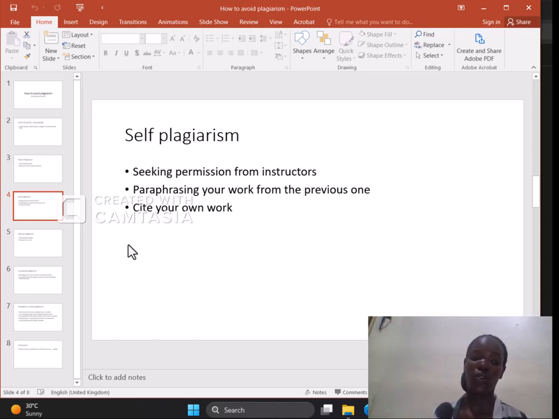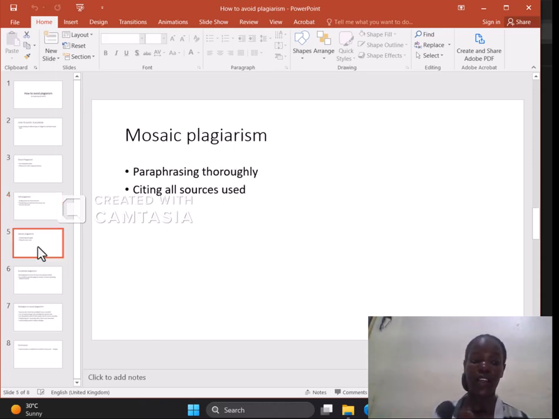Then citing your own work, you will have that problem of self-plagiarism. The other form of plagiarism we talked about was mosaic, and this is simply mixing up words and phrases of your own words and the source of information where you got your work. So the solution is simply paraphrasing thoroughly and citing all sources used.